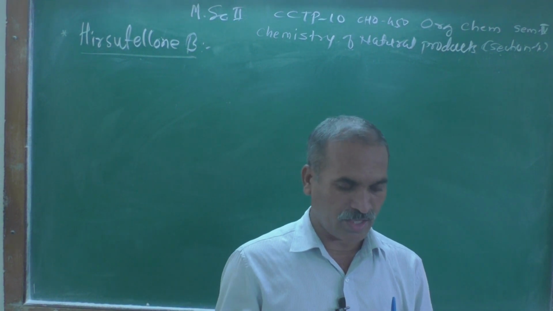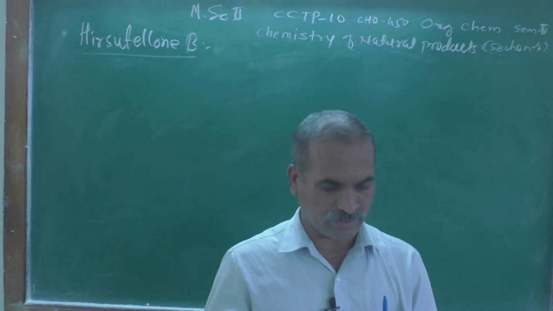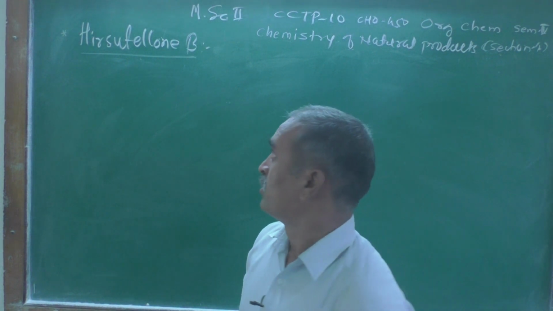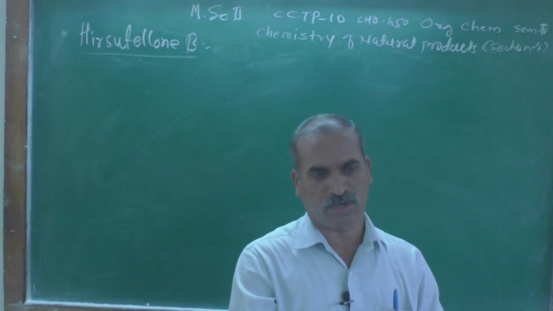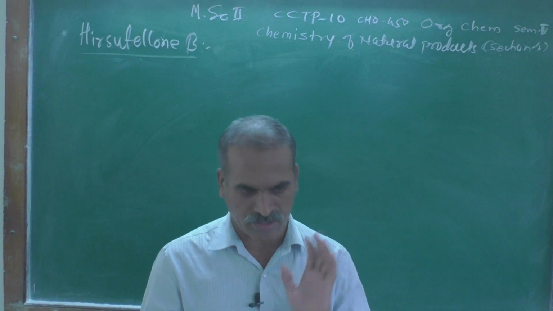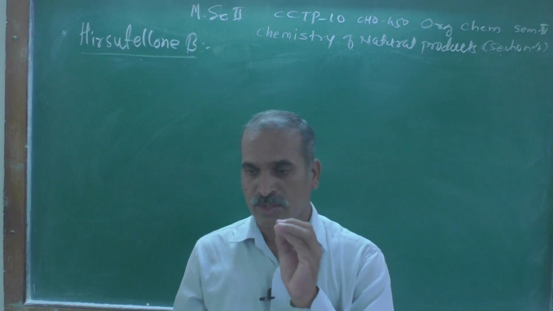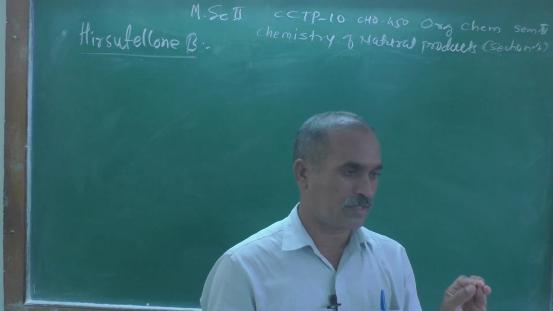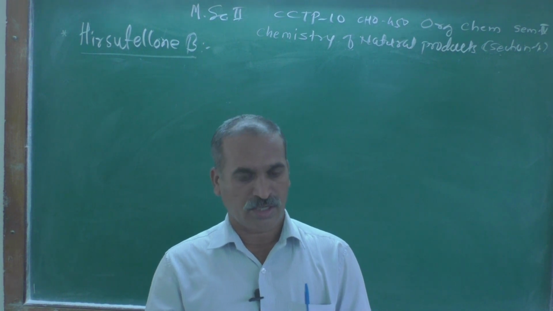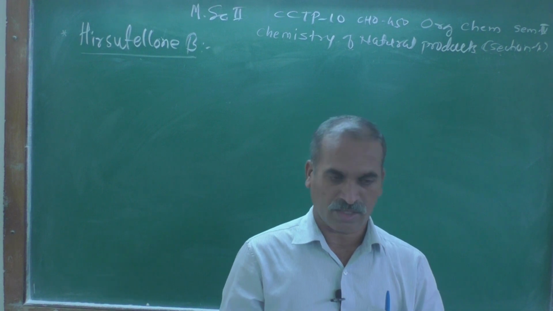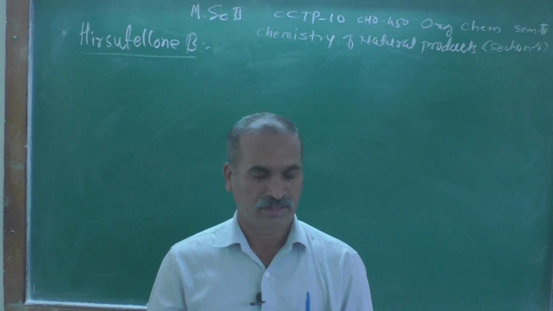Today, right now, we are going to discuss the rest of the remaining part of the synthesis of hirsutolone B. If you remember the structure of hirsutolone B, it is a natural product. It exhibits one important biological activity, that is anti-tuberculosis, and it is chemoselective. Chemoselective means many functional groups are present in that molecule.